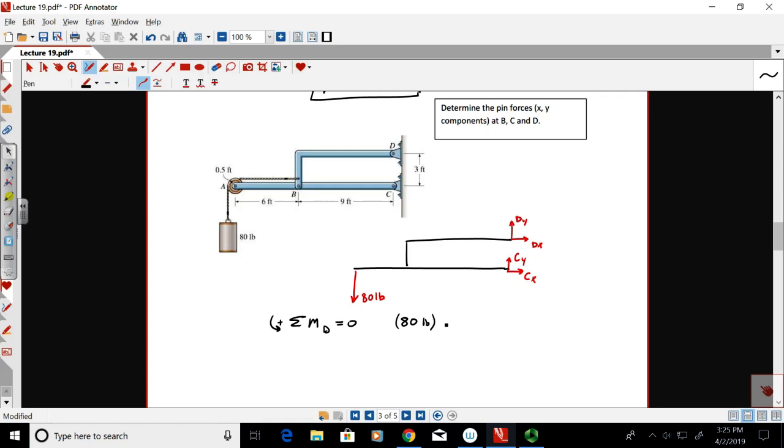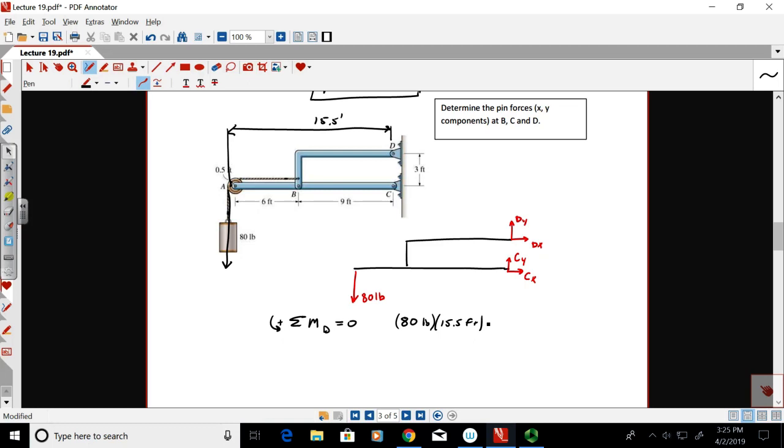Now, what's that perpendicular distance to D? Ooh, that could be a trick. Don't goof this one. What's the perpendicular distance between the 80-pound force, which is all the way out here? What's this distance all the way across to D? 15.5. Yeah. 15.5 feet.